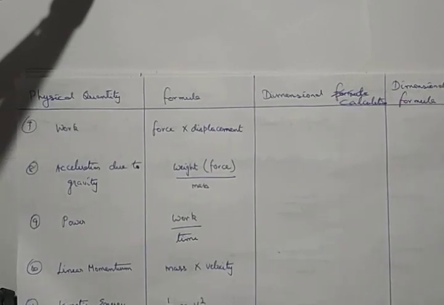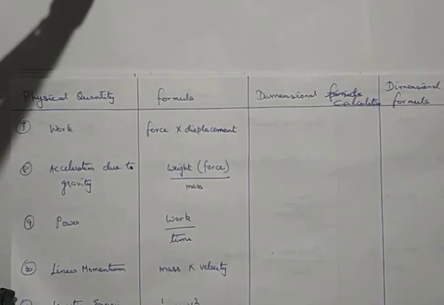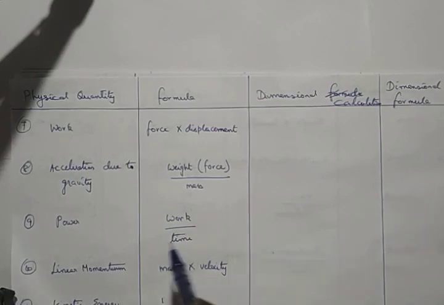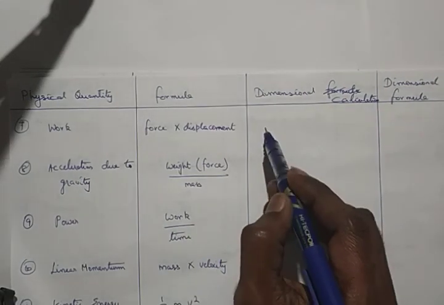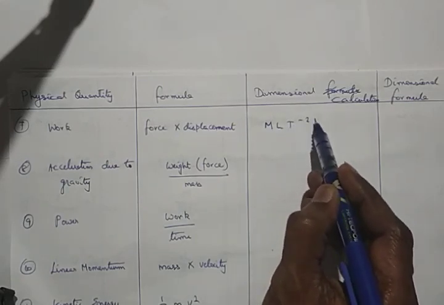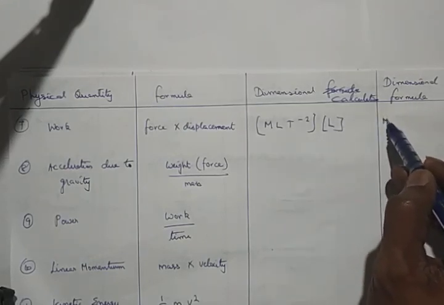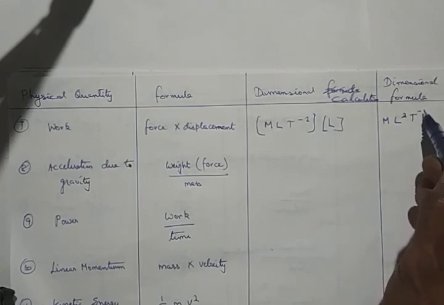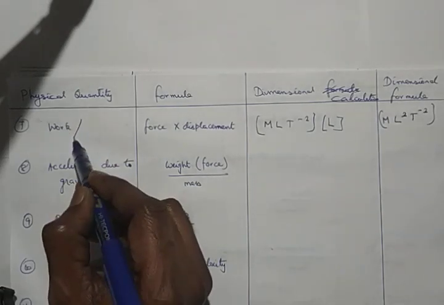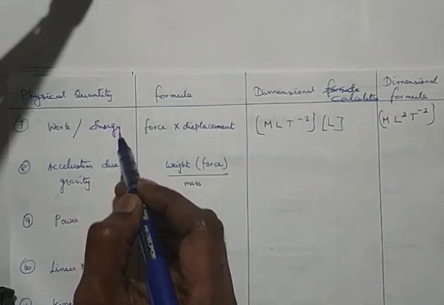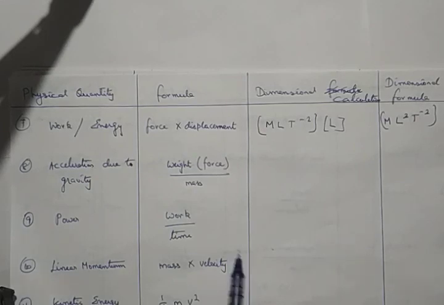Now the next formula is work. Work we already know, force into displacement. Force dimension already we have seen earlier, MLT minus 2. This is the force formula into displacement, that is L. Multiplying these two things, you will get ML2T minus 2. This is the dimensional formula for work. We can tell the same thing for energy also. Work and energy, both of them have the same SI unit called joules. So we can have the same formula for work and energy.